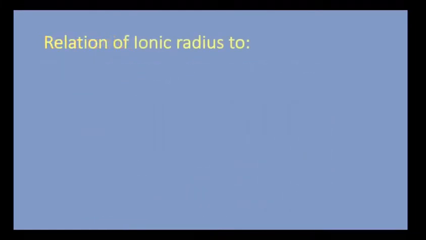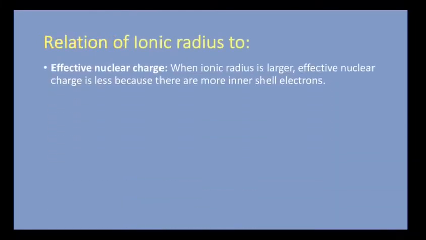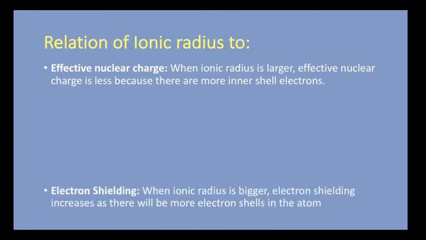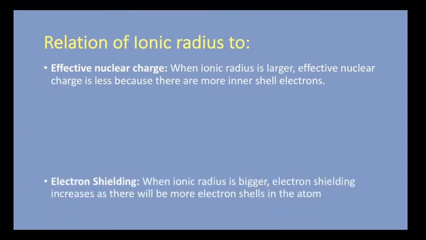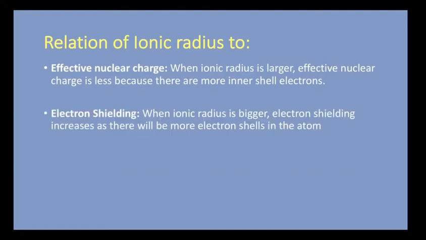Now, what's the relation of ionic radius to effective nuclear charge? When the ionic radius is larger, effective nuclear charge is less because there are more inner shell electrons, meaning the effective nuclear charge will decrease. And the relation between ionic radius and electron shielding is that when the ionic radius is bigger, electron shielding increases because there will be more electron shells in the atom.